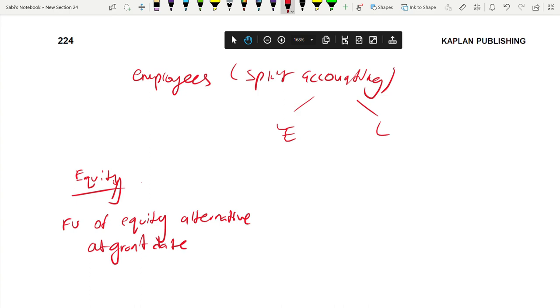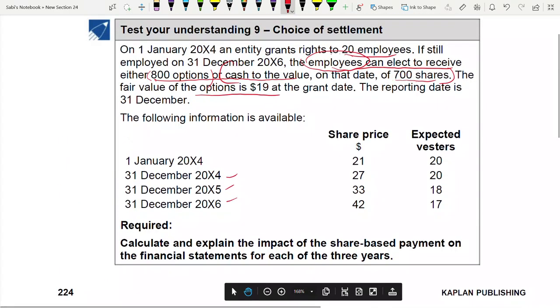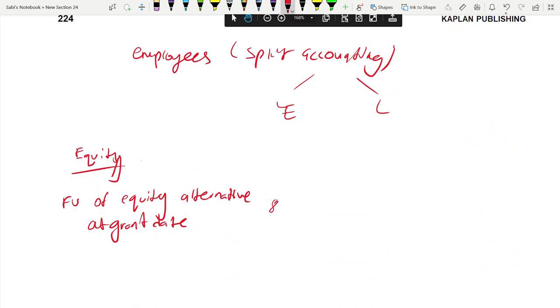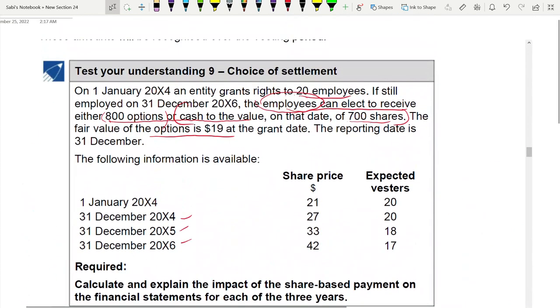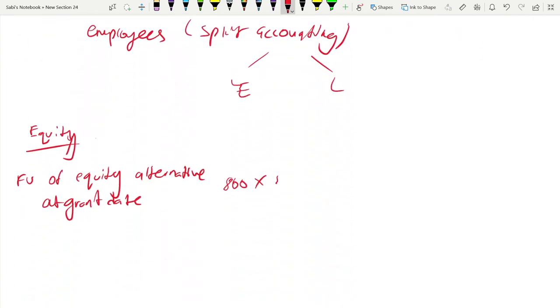At the grant date, how many options? 800 options. 800 options into what is the price of the option? Fair value 19. Okay, 19, which is 15,200.